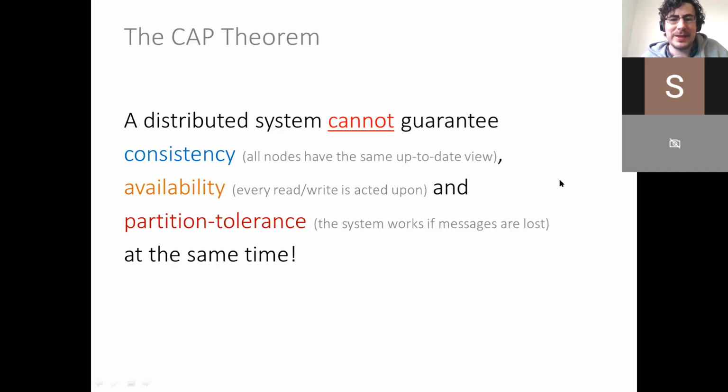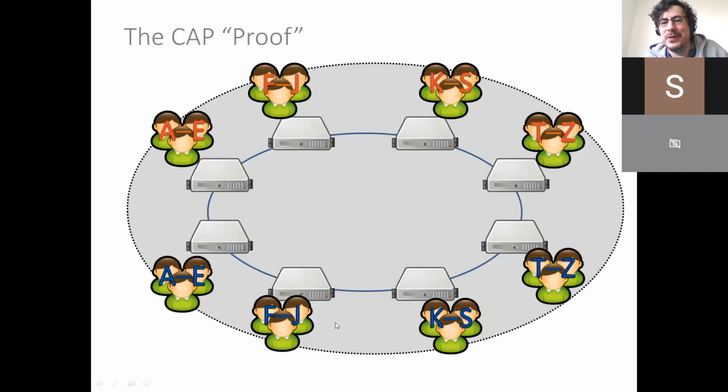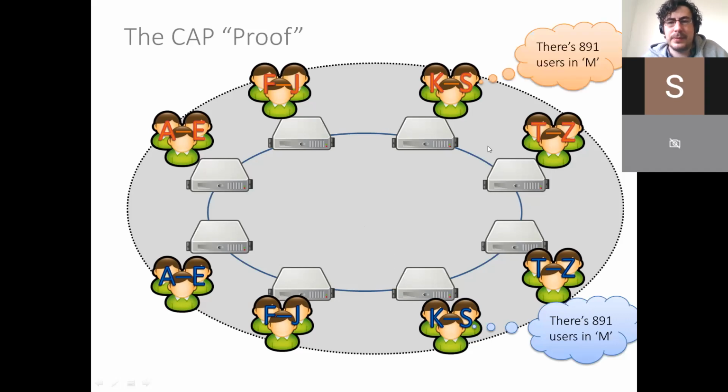So this kind of came around because there were papers with systems that were claiming, more or less, to do all three of these and to have all these guarantees. But in a very simple sense, it's not possible. You can't have consistency, availability, and partition tolerance at the same time. As a sketch of a proof, it's relatively straightforward. Let's say initially that we have a consistent state in the distributed system. So all of the machines see that there's 891 users in M.